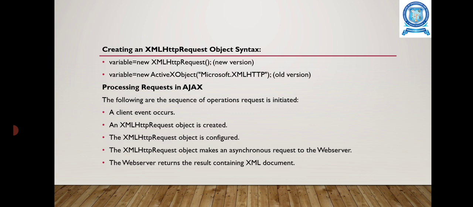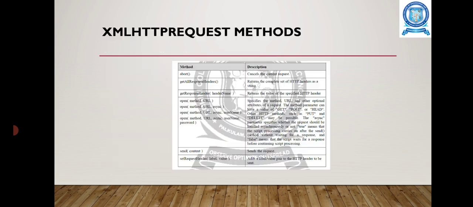Processing a request in Ajax. The following is the sequence of operations after a request is initiated. At first, a client event occurs. Then second step is an XML HTTP request object is created. Then next step is the XML HTTP request object is configured. Then the XML HTTP request object makes an asynchronous request to the web server. The web server returns the result containing the XML document. The XML HTTP request object calls the callback function and processes the request. Then finally the HTML DOM is updated.